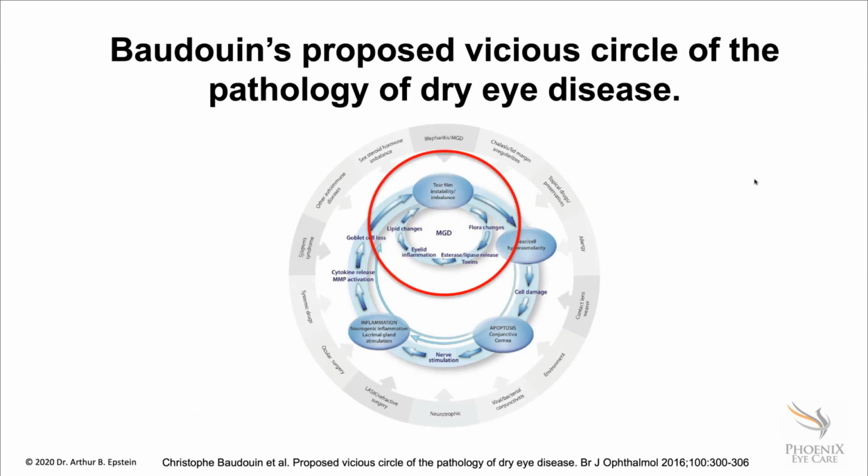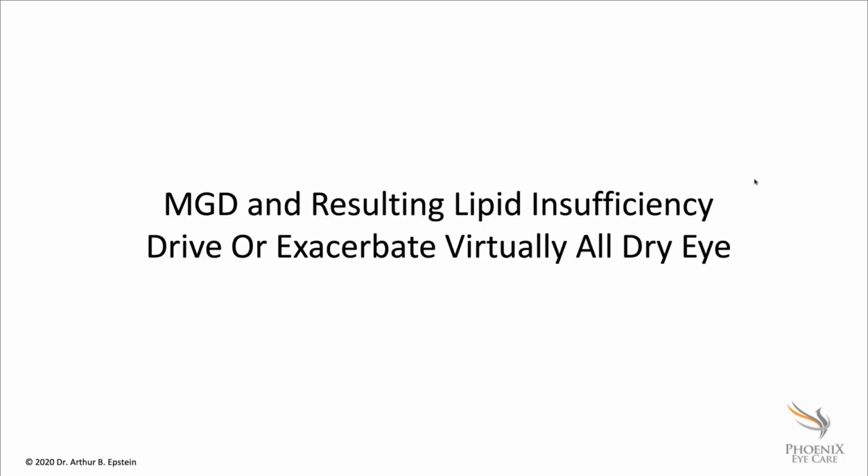We've come to appreciate that. This is almost an alternative to the DEWS way of looking at things, and it's much less complex. It is the work of Christophe Baudouin, who's been around for a number of years, a very bright ophthalmologist from France, and he wrote this great article, The Proposed Vicious Circle, A Pathology of Dry Eye Disease, and he wrote an update to it as well. And you'll notice in the center of it is Meibomian gland dysfunction and related issues, which we'll talk about in some detail.